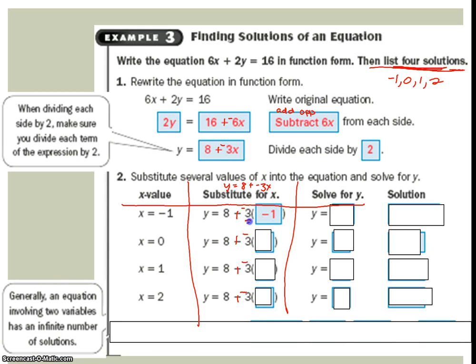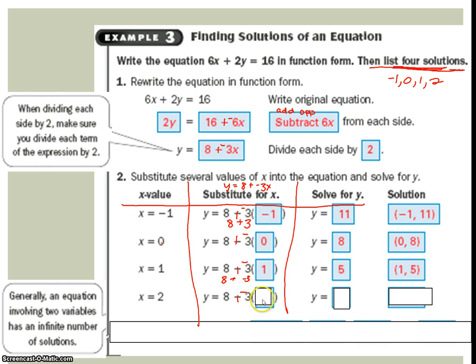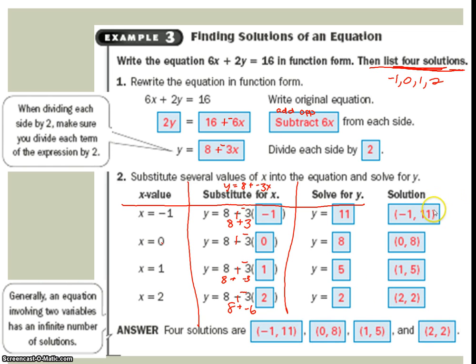Negative 3 times negative 1 is positive 3. 8 plus positive 3 is 11. Oh, and this is an ordered pair, so you can get a solution. Negative 1, comma 11. Plug in 0. Negative 3 times 0 is 0. Plus 8 is 8. 0, comma 8. 1 into the equation. Negative 3 times 1 is negative 3. Plus 8 is 5. 1, comma 5. Plug in the 2. Negative 6 plus 8 is positive 2, so 2, comma 2. So here's my 4 solutions to that equation, 6x plus 2y equals 16.